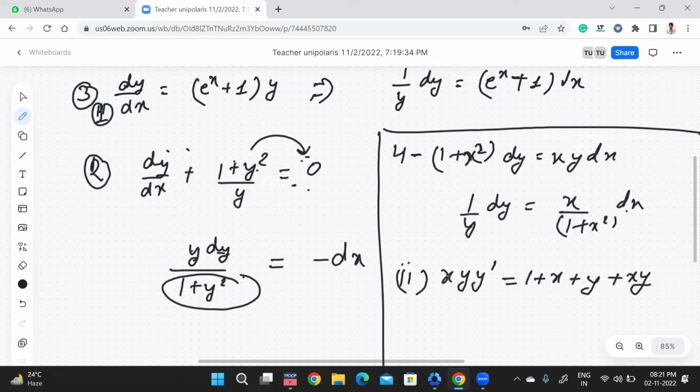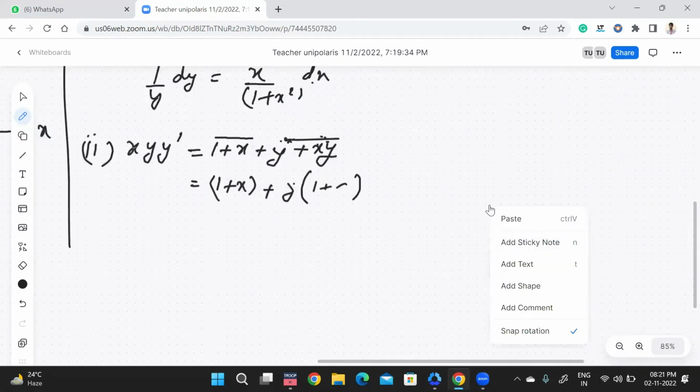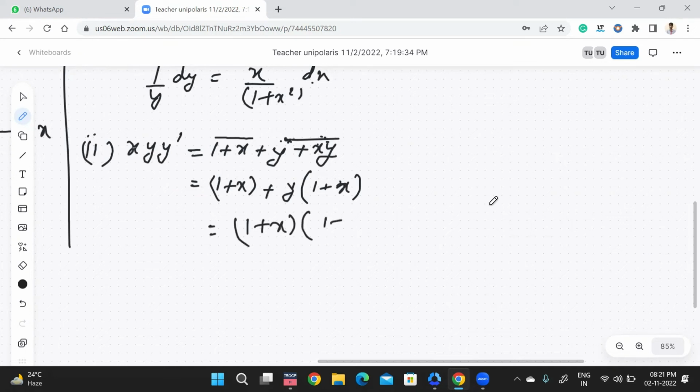In the first step, you can see that you have 1 plus x here, and if you take y common, you have 1 plus x there as well. So let's write it as 1 plus x plus y times (1 plus x), which is (1 plus x) into (y plus 1). Now we can take 1 plus x common from both terms to get (1 plus x)(1 plus y).